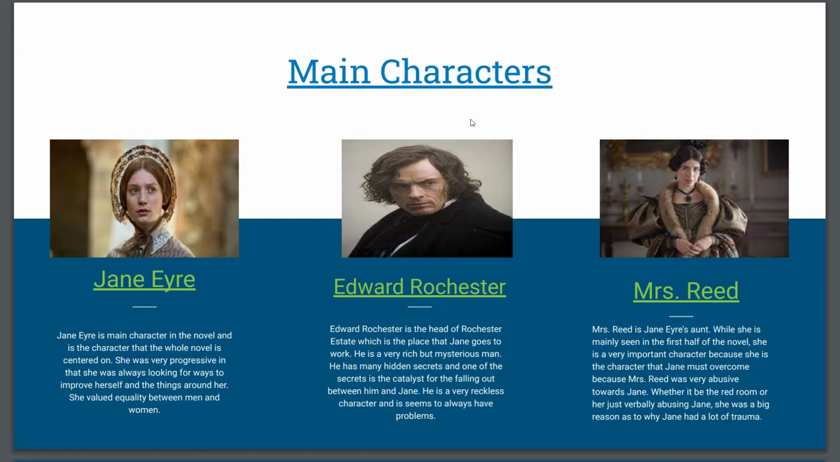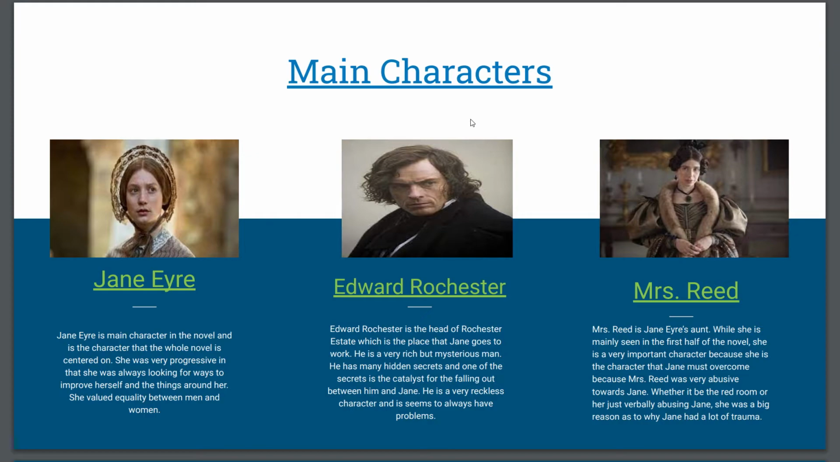Another character is Edward Rochester. He is the head of Thornfield Estate and he is a very rich but mysterious man. He is also Jane's lover towards the middle of the novel, and he is a very reckless character and always seems to have problems.